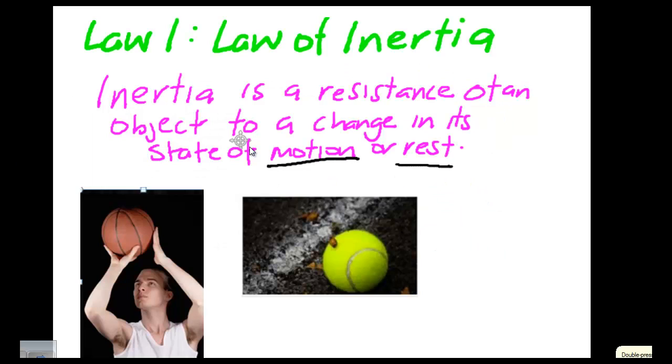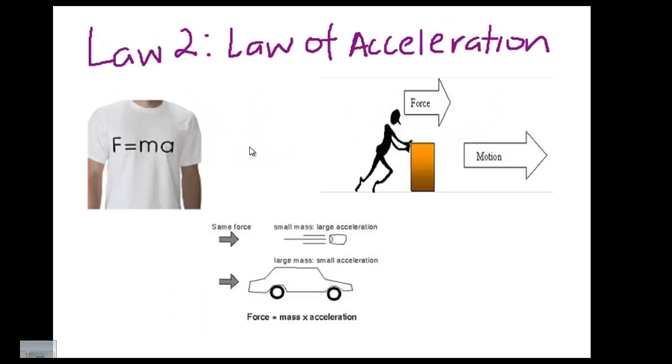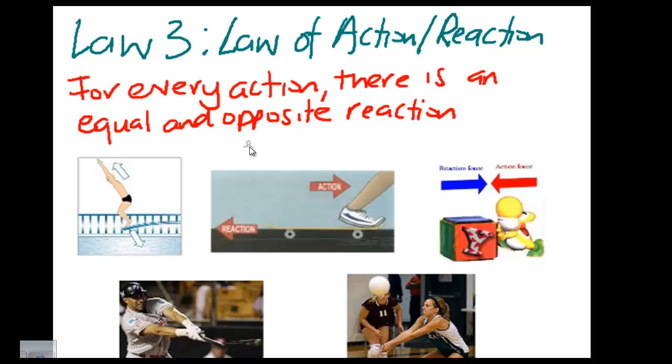So we've talked about three laws. Law number one, the law of inertia. We said that inertia is the resistance of an object to a change, whether it is in a state of motion or at rest. Then we talked about law 2, the law of acceleration, which basically means the acceleration of the object is directly proportional to the force we place behind it. And lastly, the law of action and reaction: for every action, there is an equal and opposite reaction.